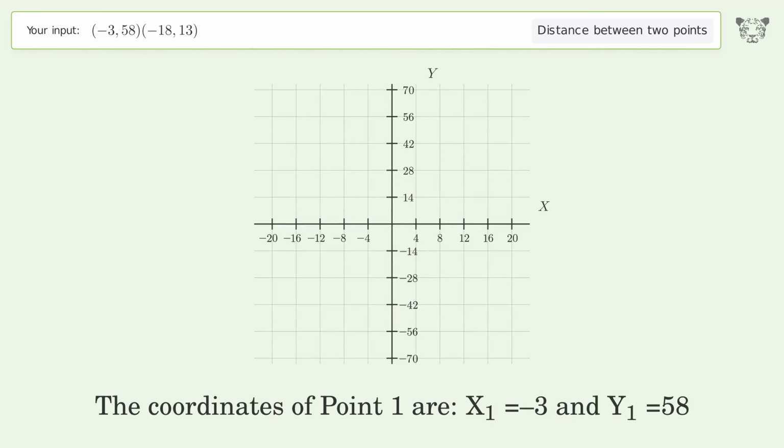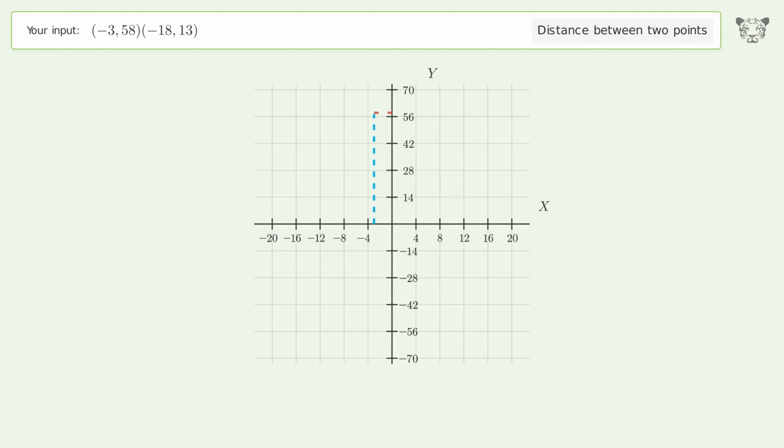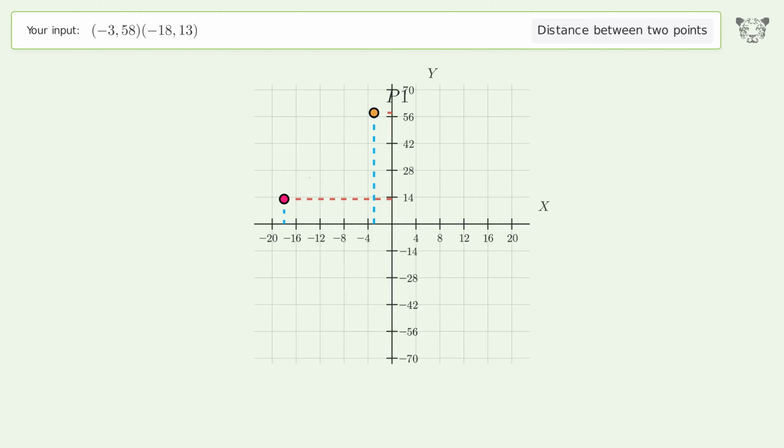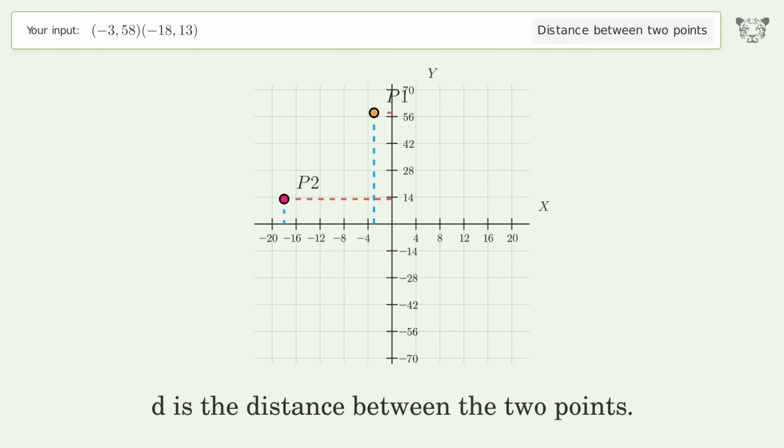The coordinates of point 1 are x1 equals -3 and y1 equals 58. The coordinates of point 2 are x2 equals -18 and y2 equals 13. D is the distance between the 2 points.